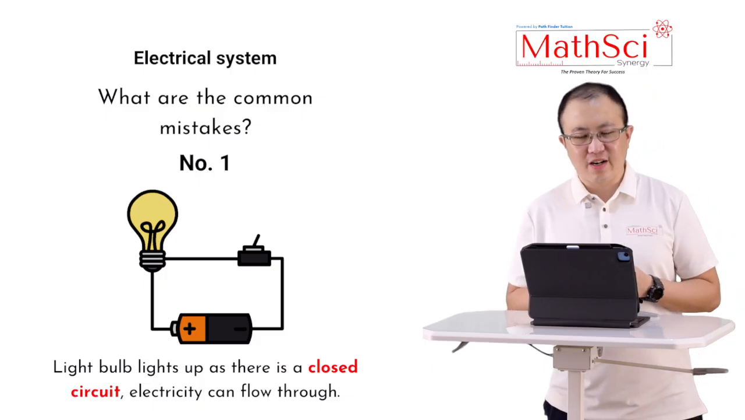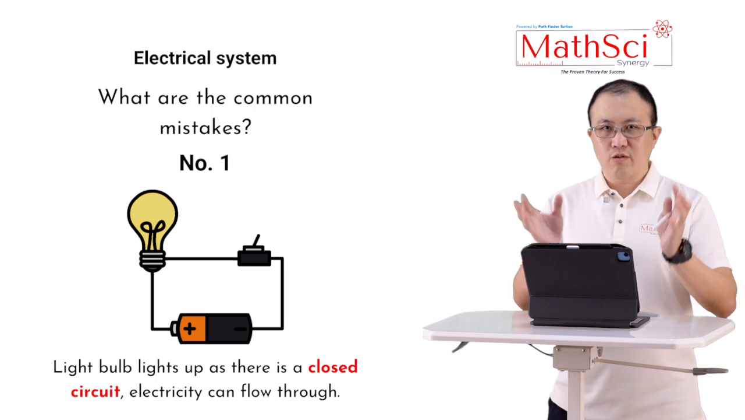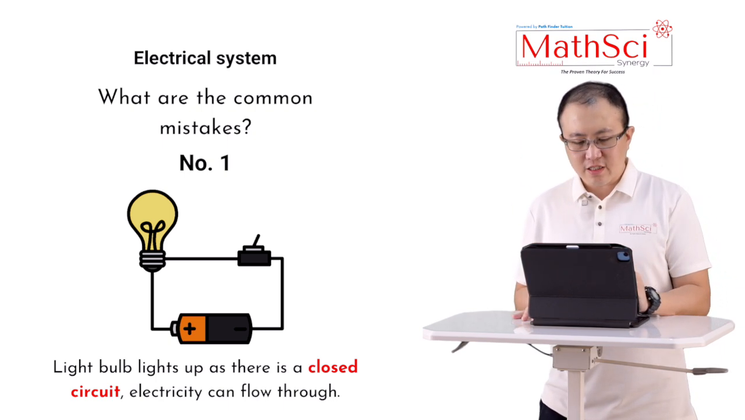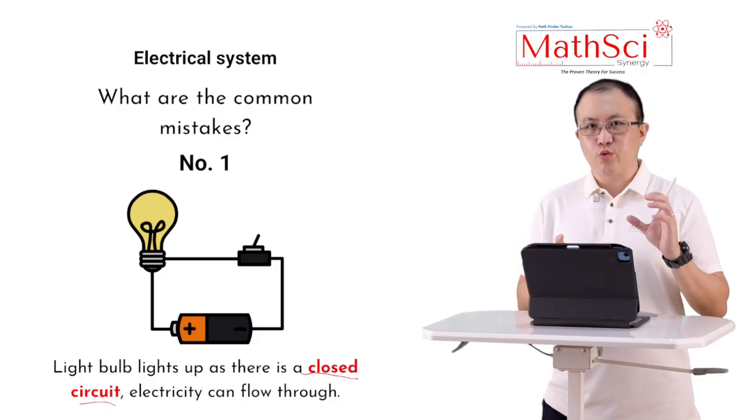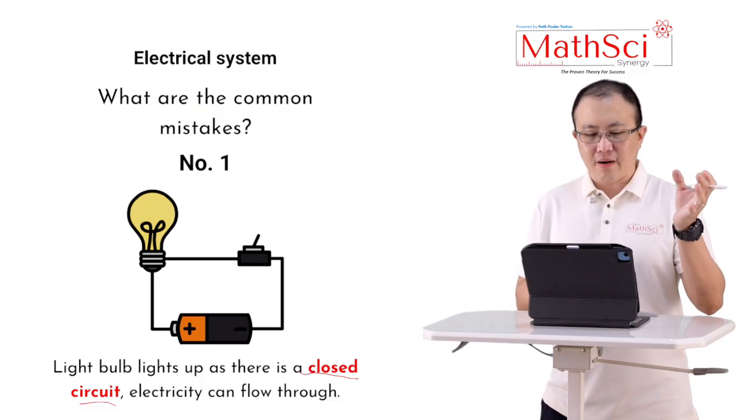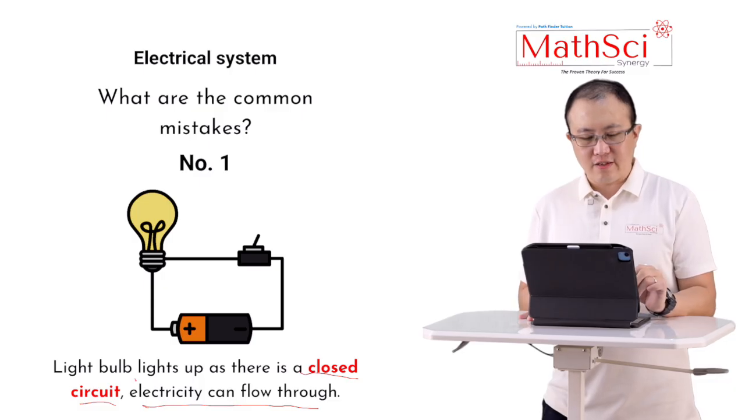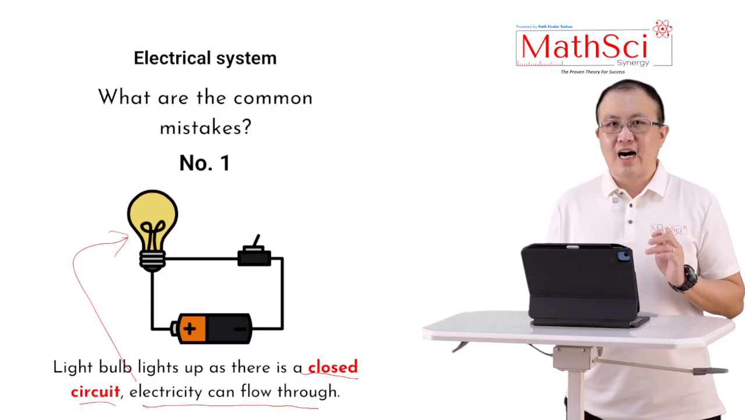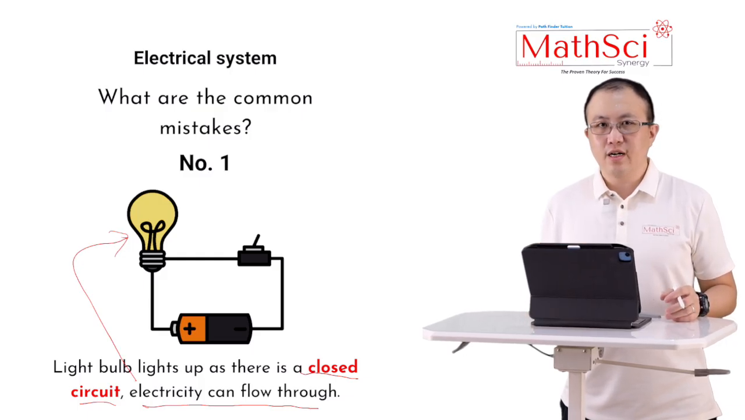The why part is, in electrical systems, we talk very much of this thing called a closed circuit, which I mentioned at the beginning of the video. You need to mention that this is a closed circuit, because only when there is a closed circuit, especially between the battery and the light bulb itself, can electricity flow and eventually power your light bulb. So next time when you're answering a question on why the light bulb lights up, please remember to mention the words closed circuit.